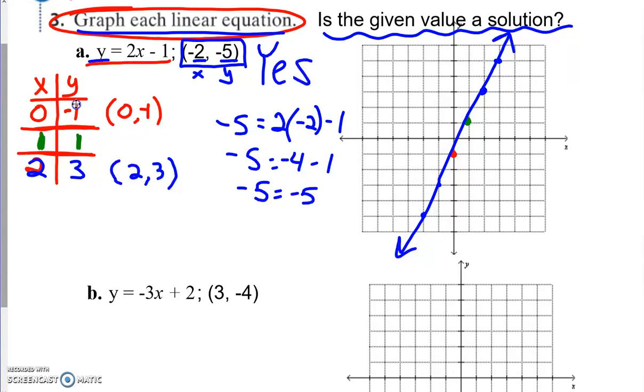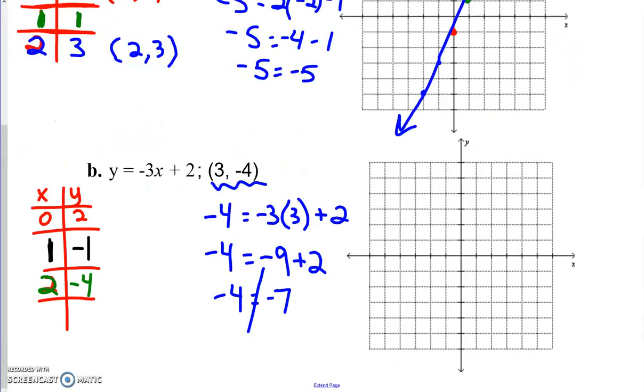So look at all the work we had to do for letter A. Your job is to do all that work on letter B and come back and see if it works out for you. Okay, real quick, let's check letter B.